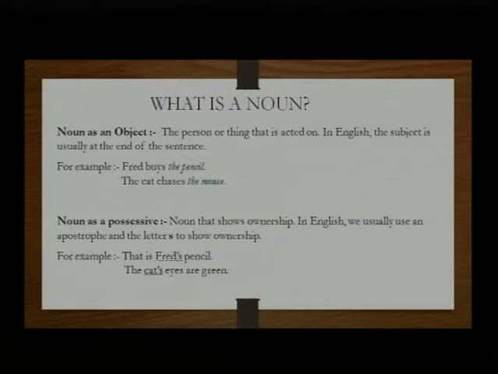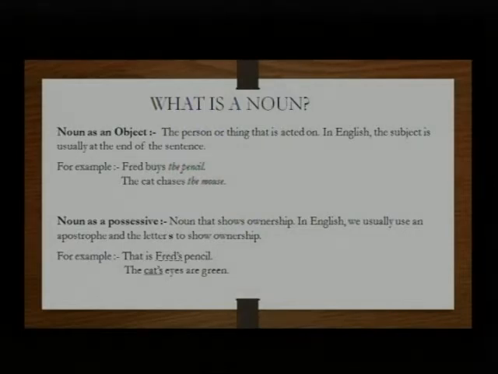Now I have told you about noun as a subject. So now let me show you noun as an object. So let us see here. The person or thing that is acted on. In English, the object is usually at the end of the sentence. For example, if you can see here, right, then before the example, let me explain what an object is.